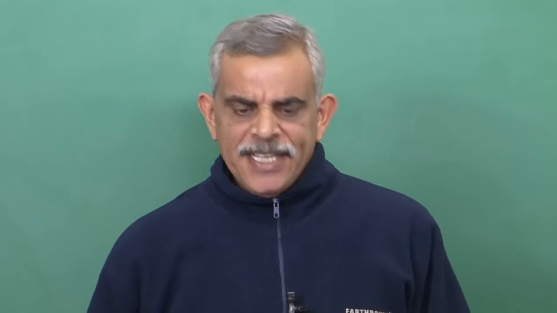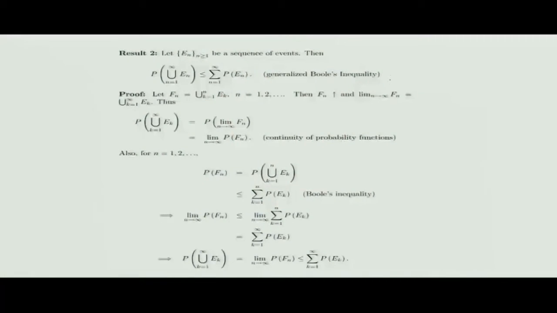Let us see one application of this result. So I prove the generalized Boole's inequality. Note that Boole's inequality was: probability of union k equal to 1 to n of Ek is less than or equal to summation k equal to 1 to n probability of Ek. This was the Boole's inequality. Here n was finite. I am saying even if n is infinite, if you are taking the union of a countably infinite collection, then also this result holds.